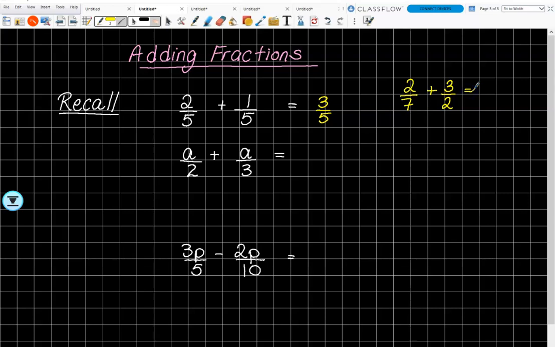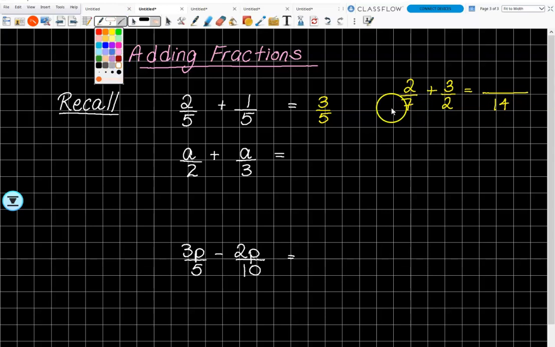We have to ask ourselves, what's the number that 7 and 2 both go into? And we want the smallest number possible. It has to be 14, and check. Does 7 go into 14? Yes, 2 times. Does 2 go into 14? 7 times. So when we're doing this, you are now asking yourself those questions.